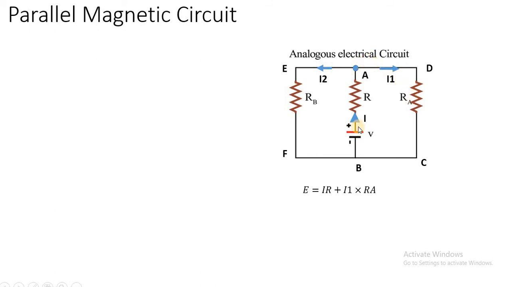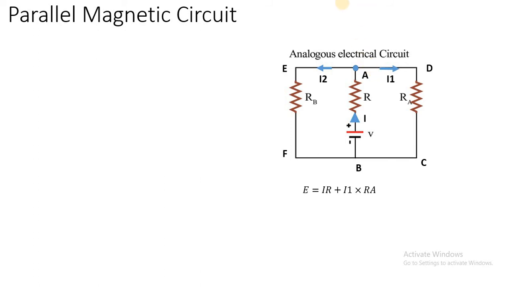So at one side, see the circuit A, D, C, B, A. This particular circuit has a flow path of current which gives me two voltage drops. One is I1 into RA and another one is I into R. So what is my KVL? Kirchhoff's voltage law gives me, in any circuit, applied EMF is equal to the sum of voltage drops.